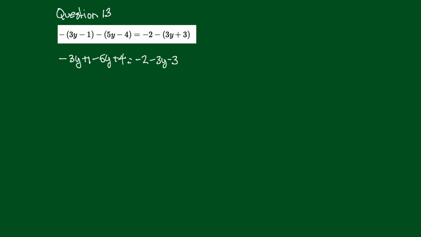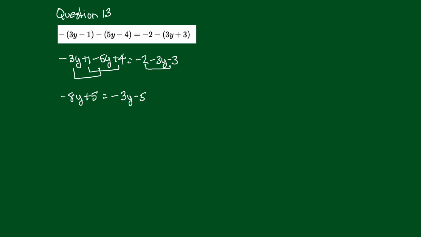Now, let's count these y's. So on the left side, negative 3y minus 5y, that's negative 8y, right? Negative 3 minus 5 is negative 8. And constants, I've got a 1 and 4 more, that's a 5. And on the right side, looks like I've got a negative 2 minus 3y and negative 3. I'm going to write the y first. I just like to write the variables first. So negative 3y, and then negative 2 minus 3, down 2, lose 3, we're down 5.